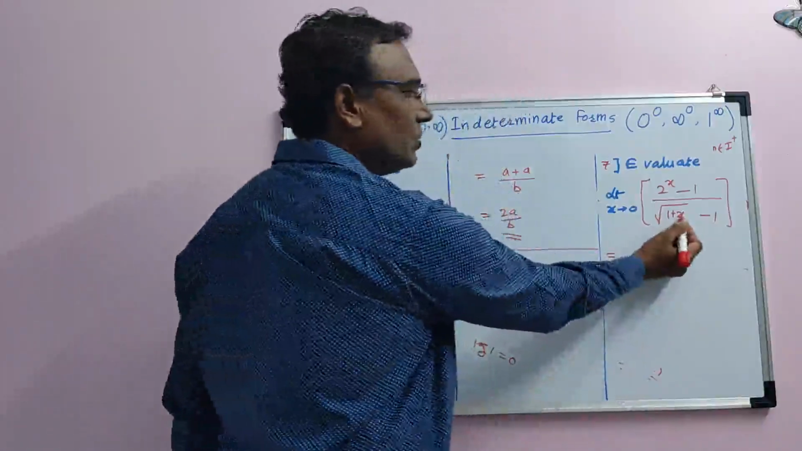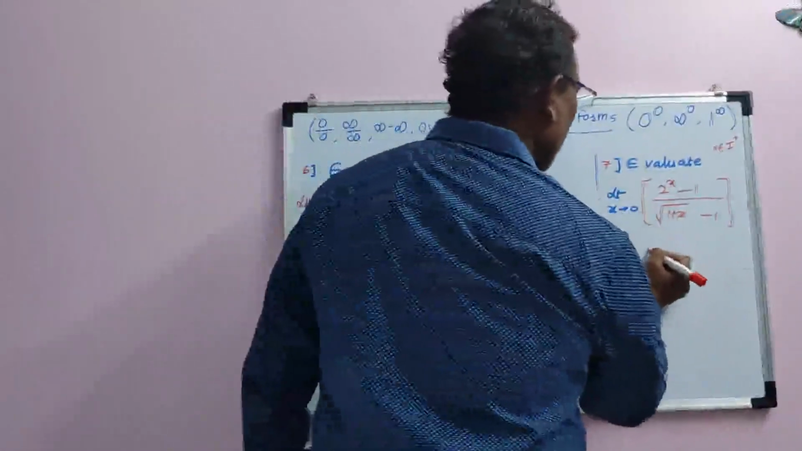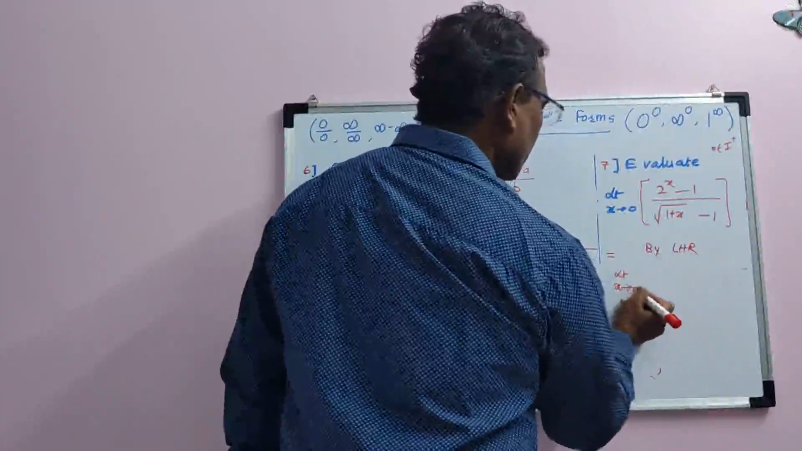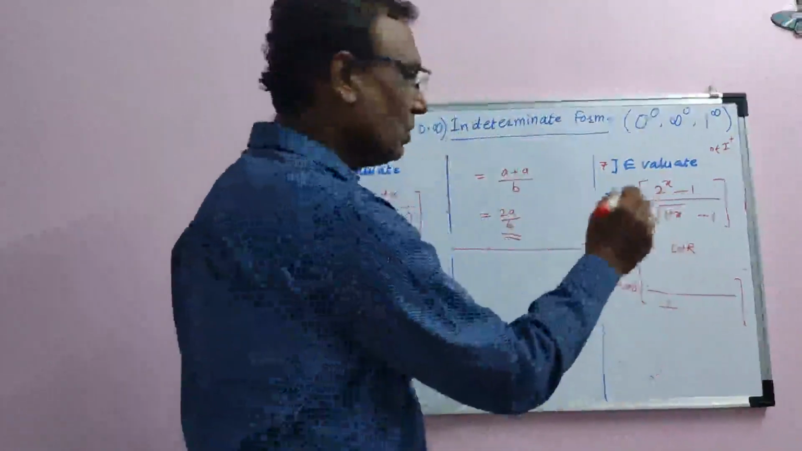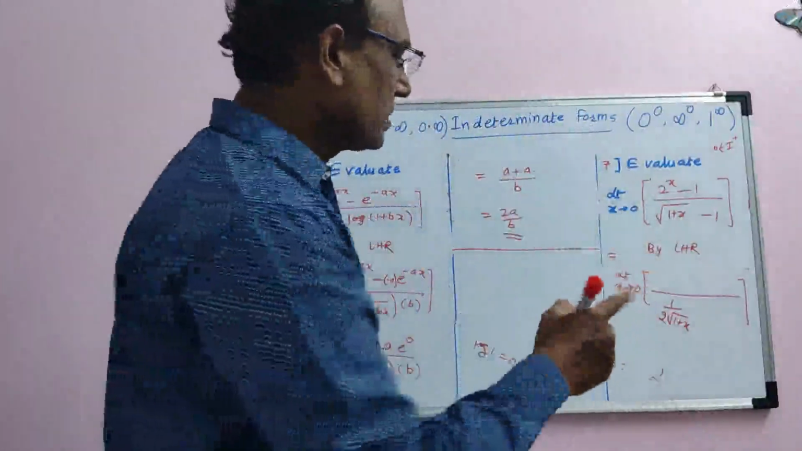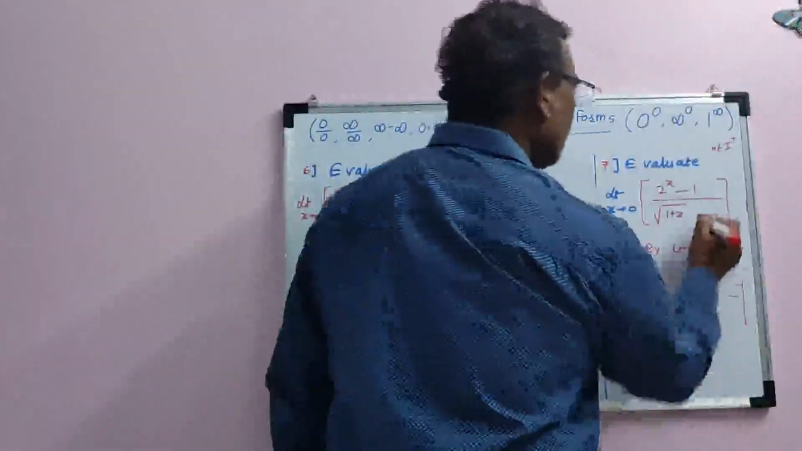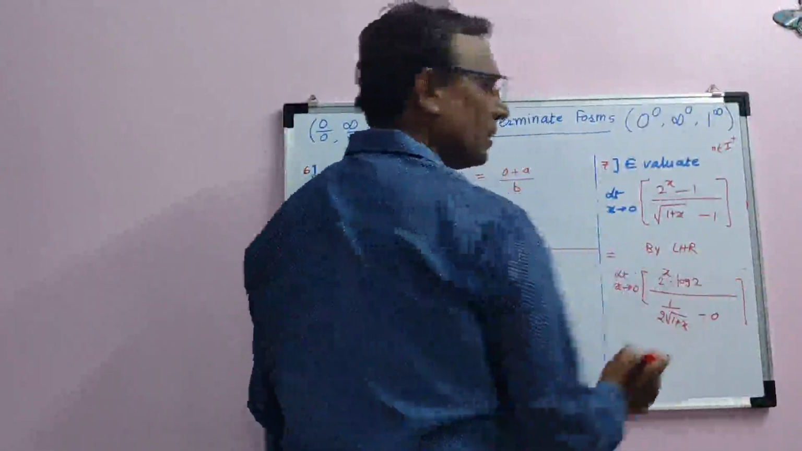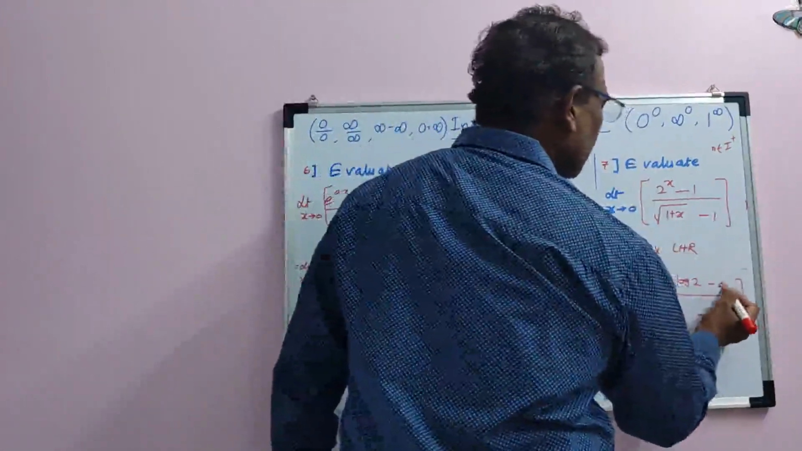Again, if you put x equal to 0, root of 1 is 1, 1 minus 1 is 0. Then by L'Hospital rule, limit x tends to 0, take the derivative of denominator and numerator separately. The derivative of root of 1 plus x is 1 by 2 root of 1 plus x. The derivative of root of x plus 1 is 1 by 2 root of x plus 1. The derivative of 1 is 0. The derivative of a raised to x is a raised to x into log of a. The derivative of 1 is 0.